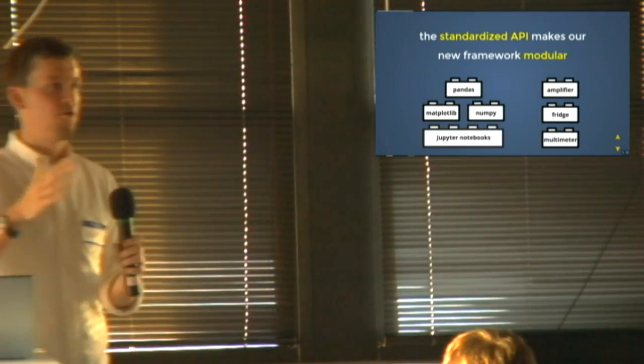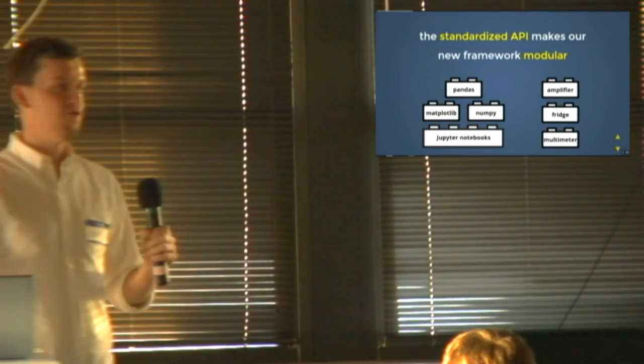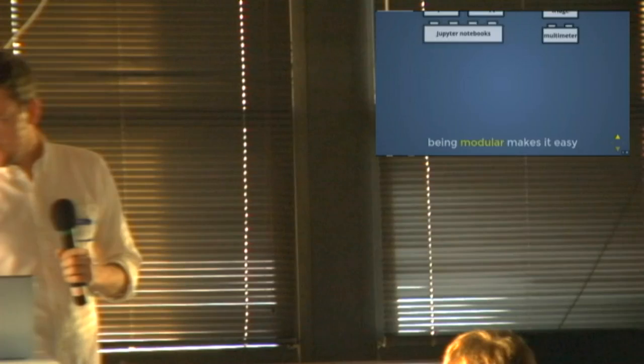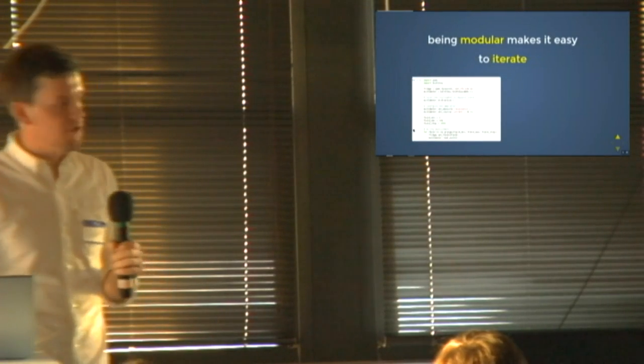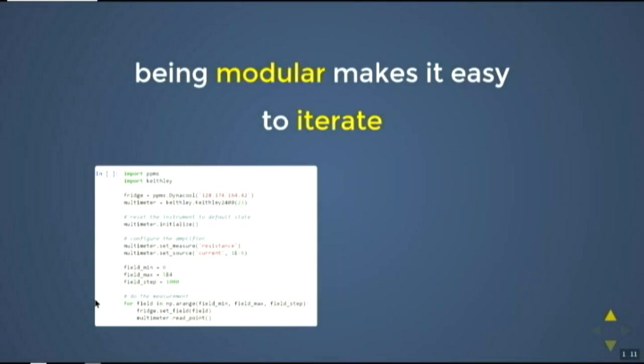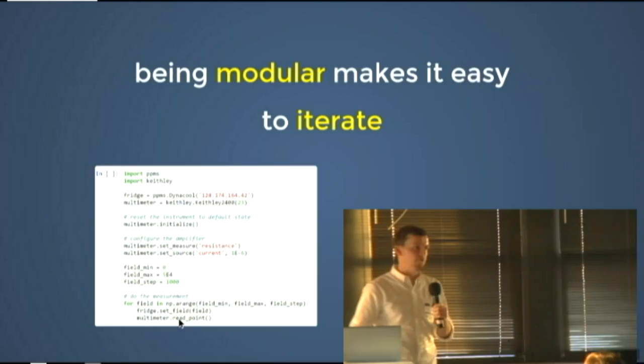So I want to walk through just a quick example of how nice this new modularity is. This might be a little hard to read, but this is just a basic script to do a magnetic field sweep with our new setup. So we pull in the modules, define our variables, do a little bit of configuration stuff, and then the field sweep is just a little for loop. We set the field to some variable, set field, and then read a point.